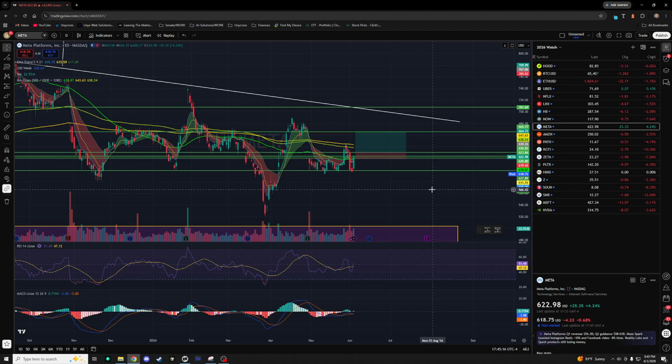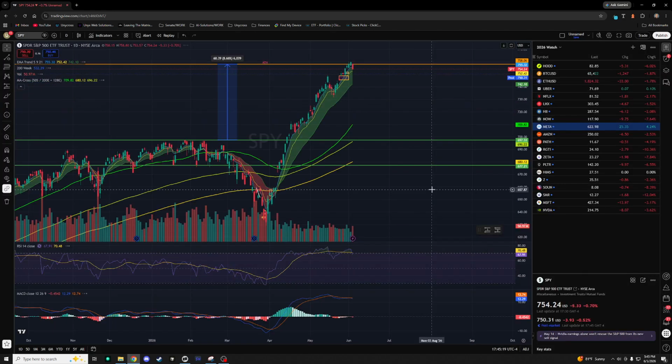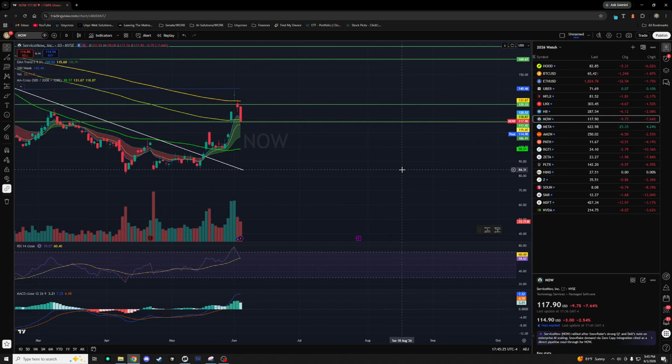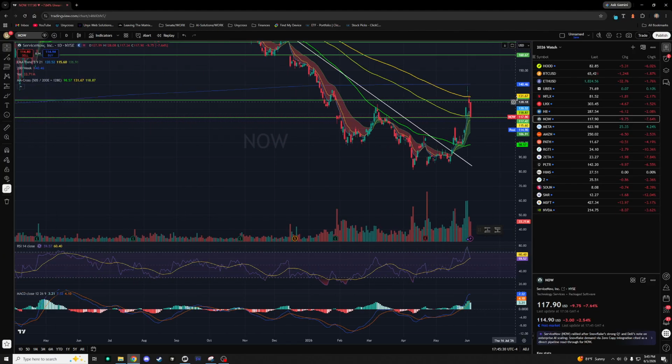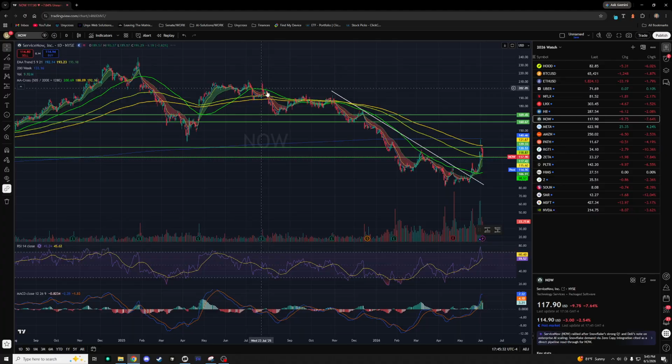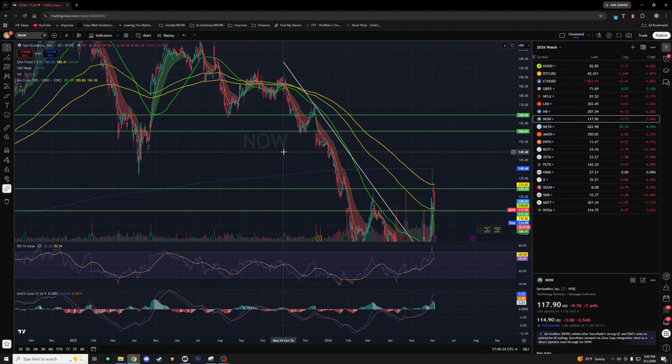But I'll tell you why I don't like it: we're due for a pullback, right? So I don't know if I want to buy stocks right now. ServiceNow. I gave this one out recently. Told everybody to buy here. Look at this giant dump this stock took, right?